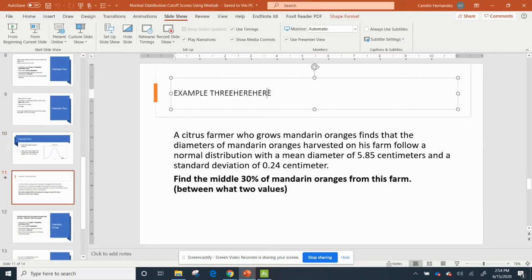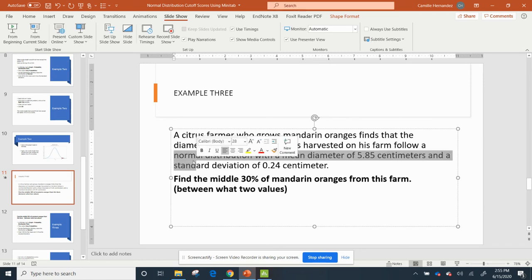Example 3. A citrus farmer who grows mandarin oranges finds that the diameter of mandarin oranges harvested on his farm follows a normal distribution with a mean diameter of 5.85 centimeters and a standard deviation of 0.24 centimeters. I've got that mean of 5.85 centimeters and a standard deviation of 0.24, and I know it's normally distributed because it says it right here. They're asking to find the middle 30%. We have to do something a little different for this one.